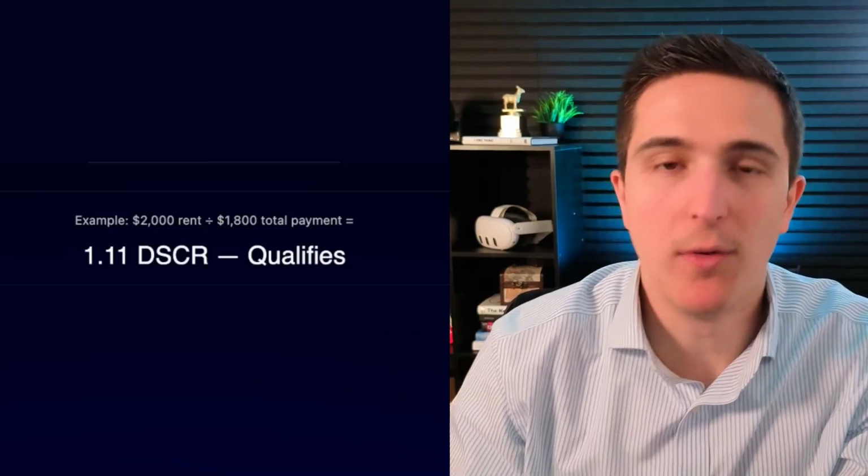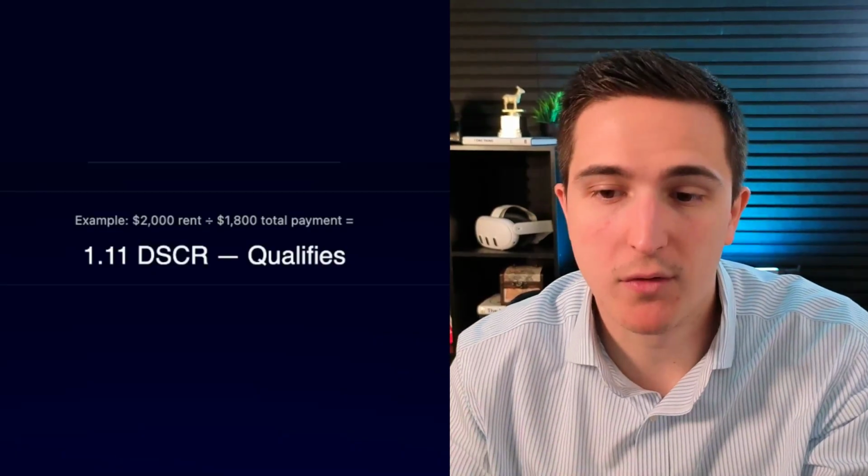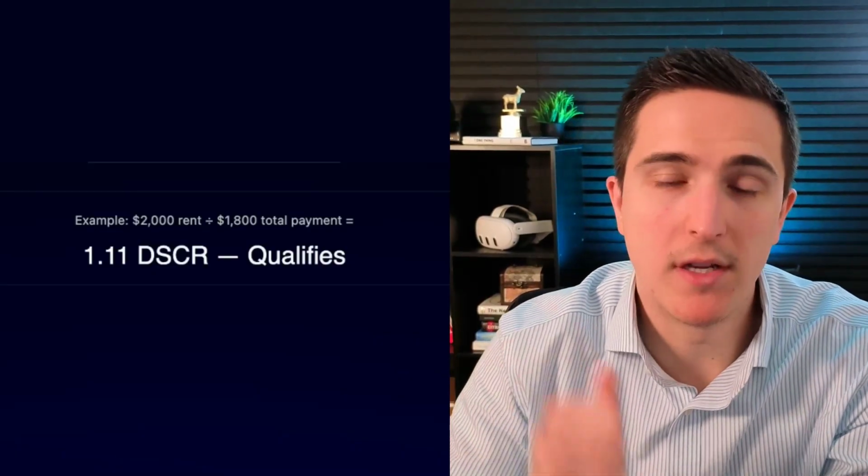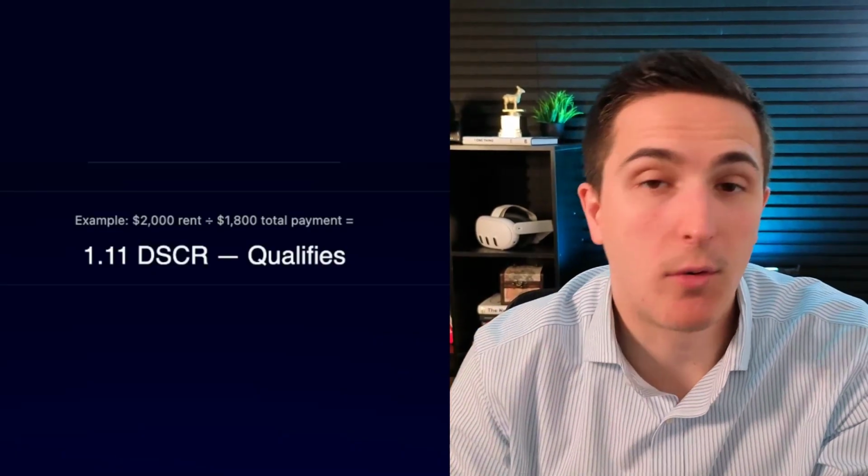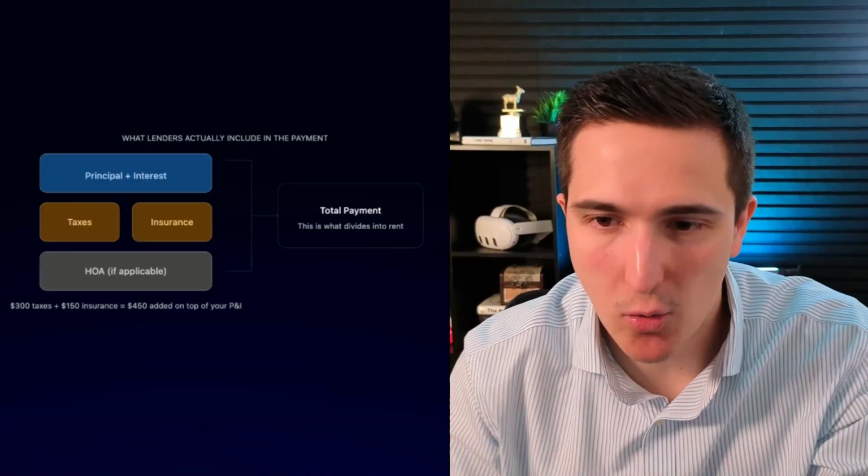And so the lease or the rental income has to cover that mortgage payment, but I'll show you why right now a lot of deals are falling apart. For example, if the underwriters use the rent of $2,000 a month and your mortgage payment is $1,800 a month, then the DSCR ratio is 1.1 and it qualifies, right?